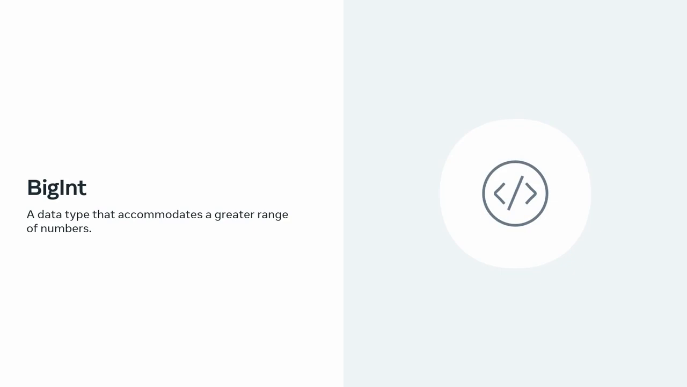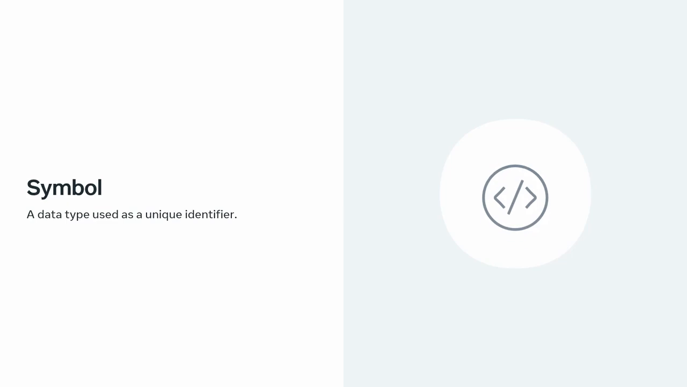The capabilities of JavaScript have evolved over time, and version ES6 introduced 2 new primitive data types to help with more complex tasks. One is the big int data type, which is like an extra large box that can accommodate a much greater range of numbers than the number data type. Finally, there is the symbol data type, which can be used as a unique identifier. Think of it as having multiple boxes with the same label and using different serial numbers to avoid mixing them up.